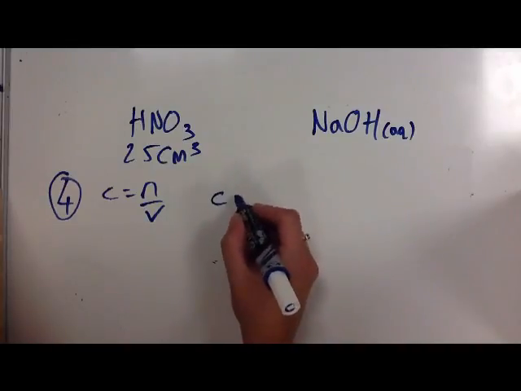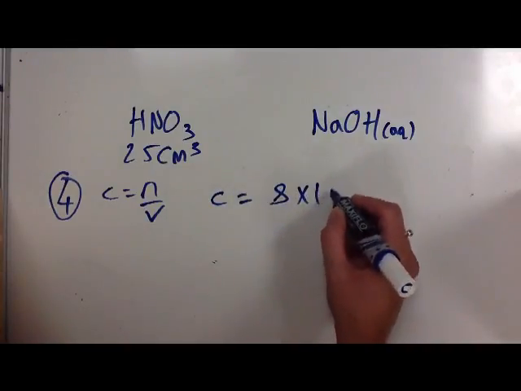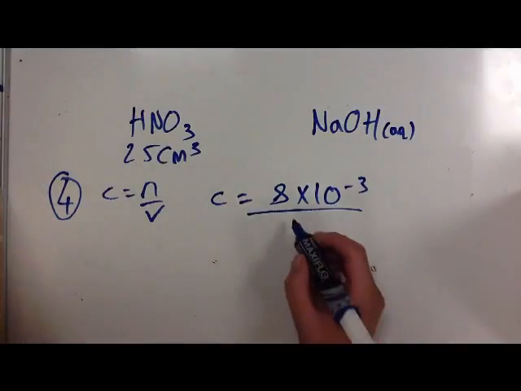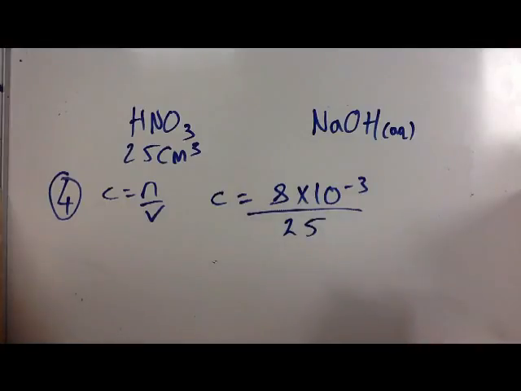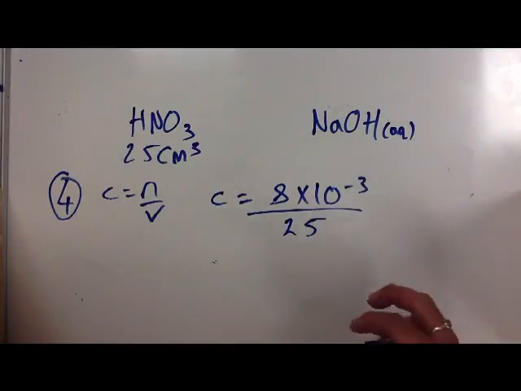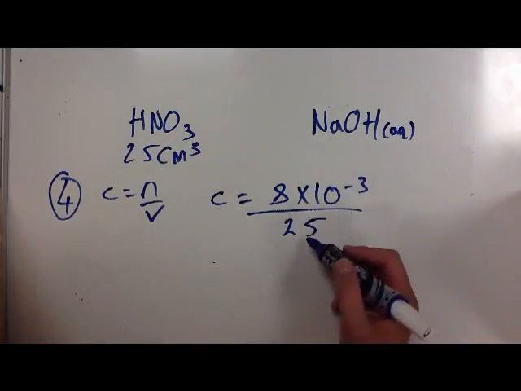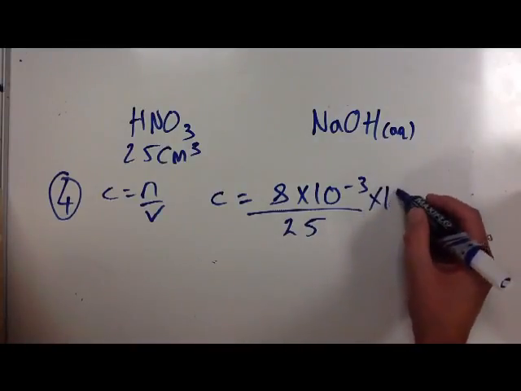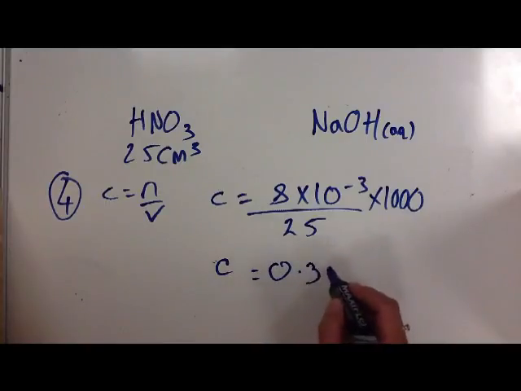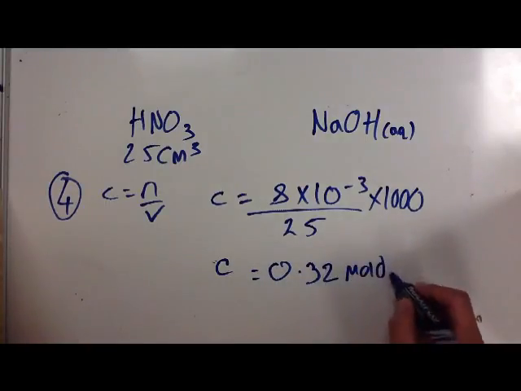So the concentration equals the number of moles, which is 8 times 10 to the minus 3, divided by the volume. We've got the same problem here that our volume is in decimetres cubed. Instead of making a complicated fraction over a fraction, I can turn the bottom fraction upside down, do 8 times 10 to the minus 3 divided by 25 times by 1,000. That gives me a final value in the correct units of 0.32 moles per decimetre cubed.